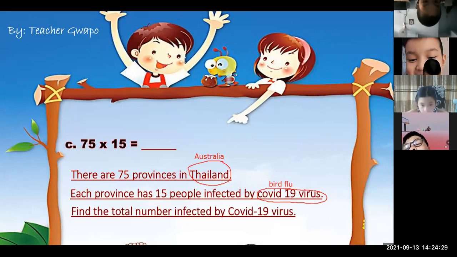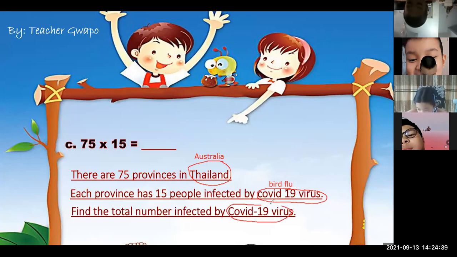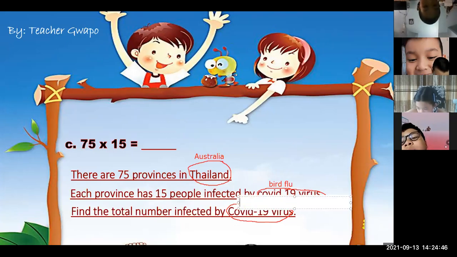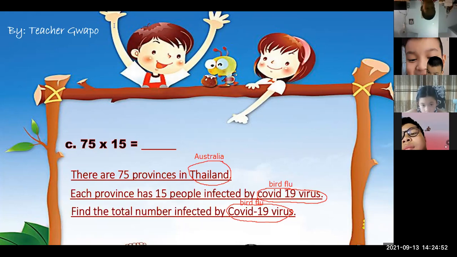And then here, in the question, of course, because you changed the name of the virus, you change it also. Instead of COVID-19 virus, you can change it into bird flu. Okay, you write here bird flu. That's it. Finish. Right? Very easy, very easy.